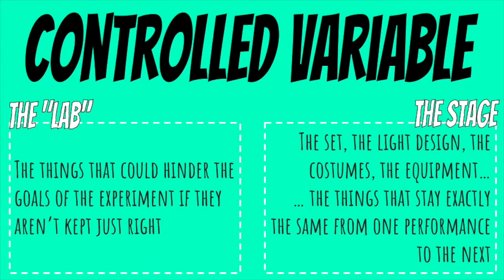The controlled variables are the things that could hinder the goals of the experiment if they aren't kept just right. So think of the set, the light design, the costumes, the equipment, the things that stay exactly the same from one performance to the next.